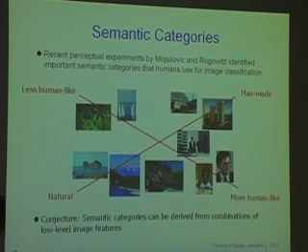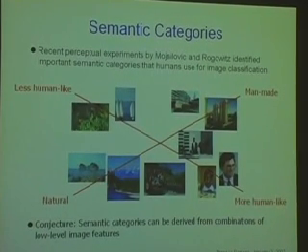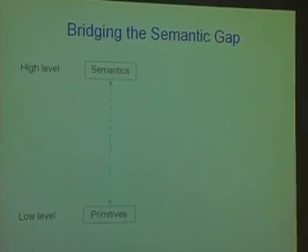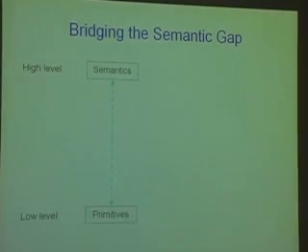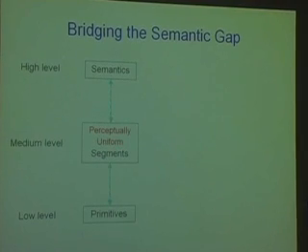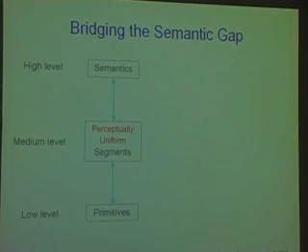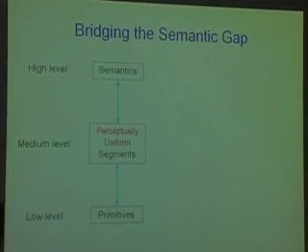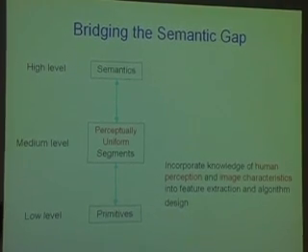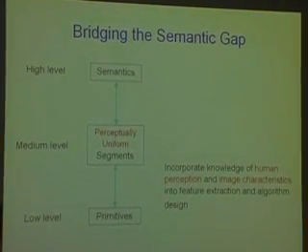Their conjecture, and many people have conjectured, was that you can derive these categories from combinations of low-level image features, but it wasn't clear exactly what features. So that's what we wanted to investigate. You have the low-level primitives and the high-level semantics, what people call the semantic gap. We think that the key to bridging this gap is to have really good segmentation. So we are aiming for perceptually uniform segments. To do that, we think the key is to understand human perception and signal characteristics. And I guess Oppenheim would have said that.